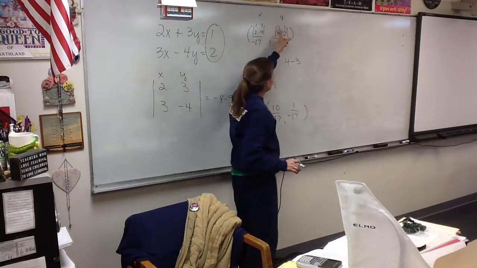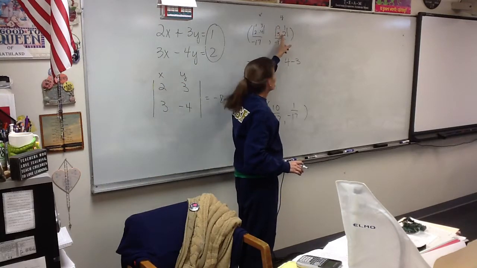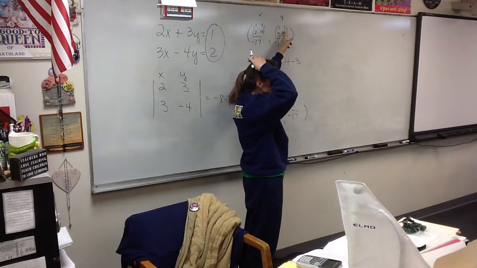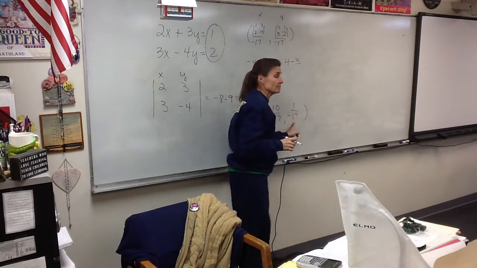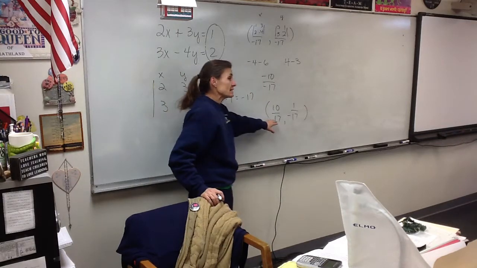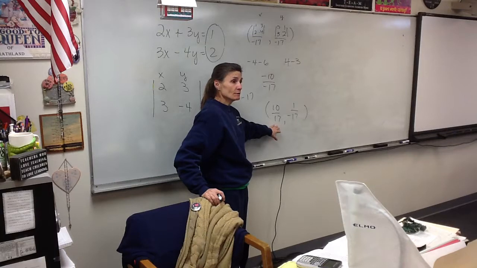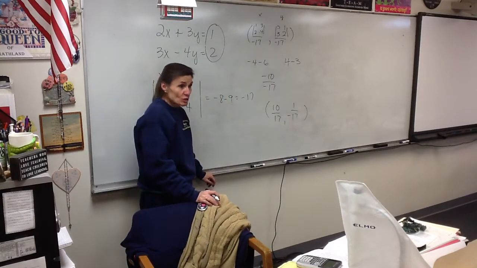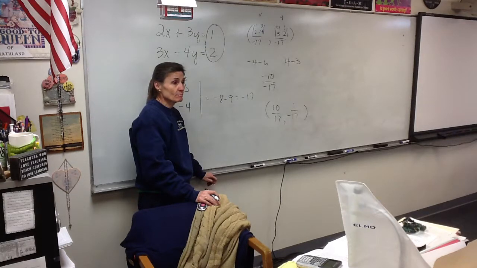4 minus 3 over -17. That is a yicky answer, but we didn't do anything with fractions. It was easy. We just did regular multiplication and subtraction.